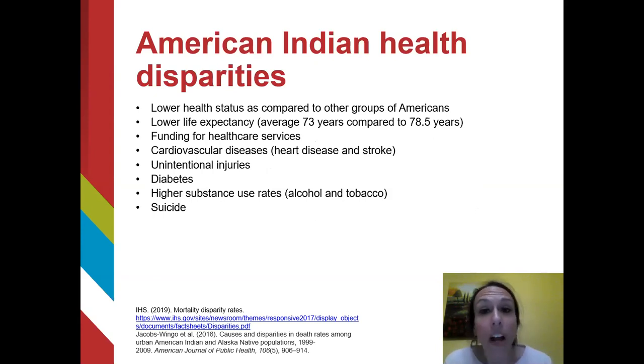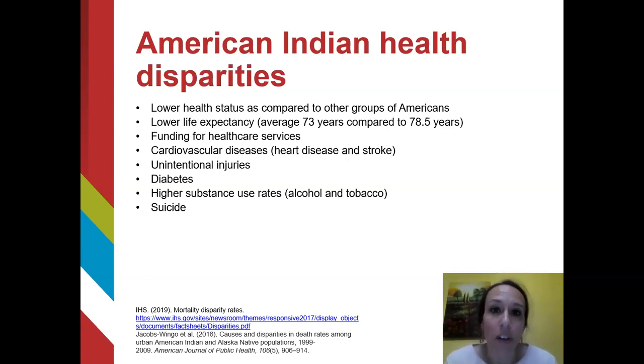So you can compare the average life expectancy for an American Indian person is 73 years old, but for the general US population, that average is 78.5 years of age. So that gives you a quick example of health disparity.